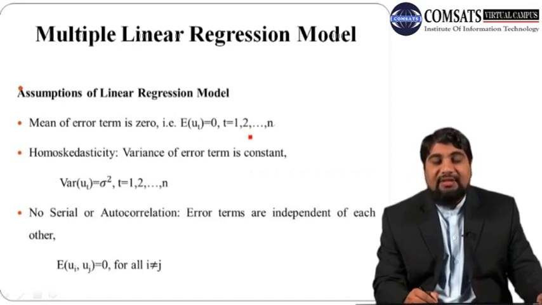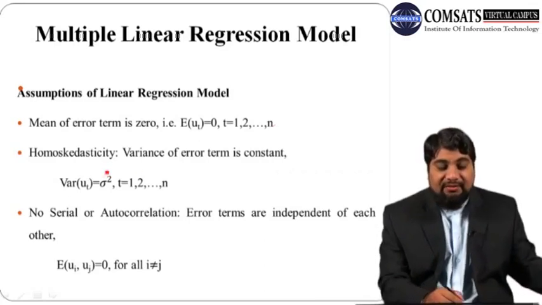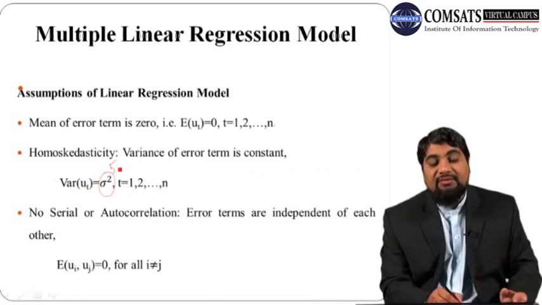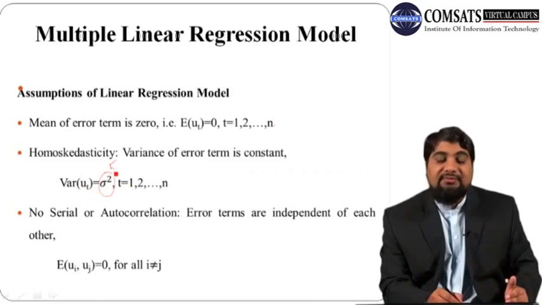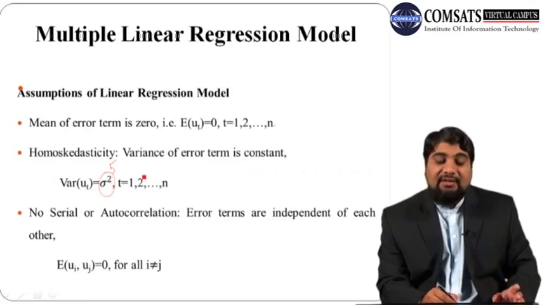This means that variance of error term is constant. That is, variance of ut is sigma square for all t equal to 1, 2, 3 up to n. So here this sigma square can be any number, let's say 5. So it means when t is 1, we have variance of u1 equal to 5. When t is 2, variance of u2, the second error term, is also equal to 5, which is same as the variance of first error. So when t is equal to n, variance of un is also 5.